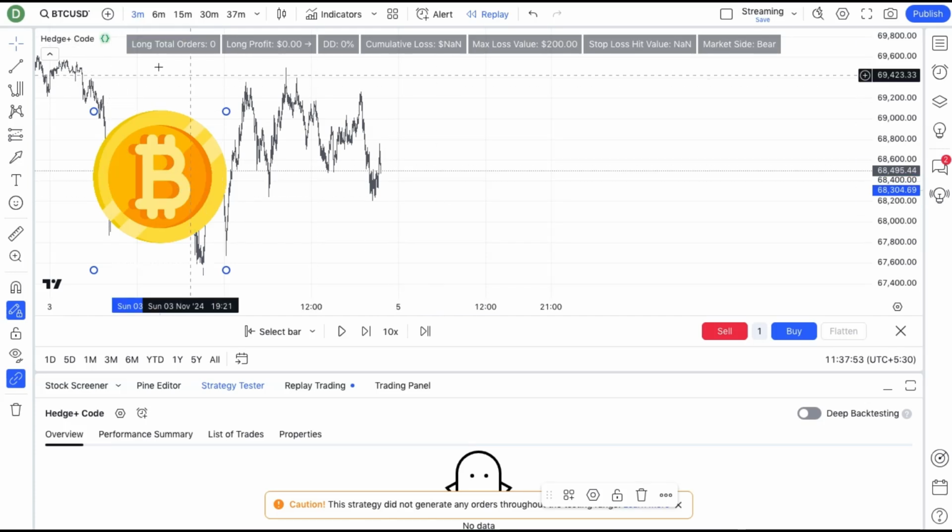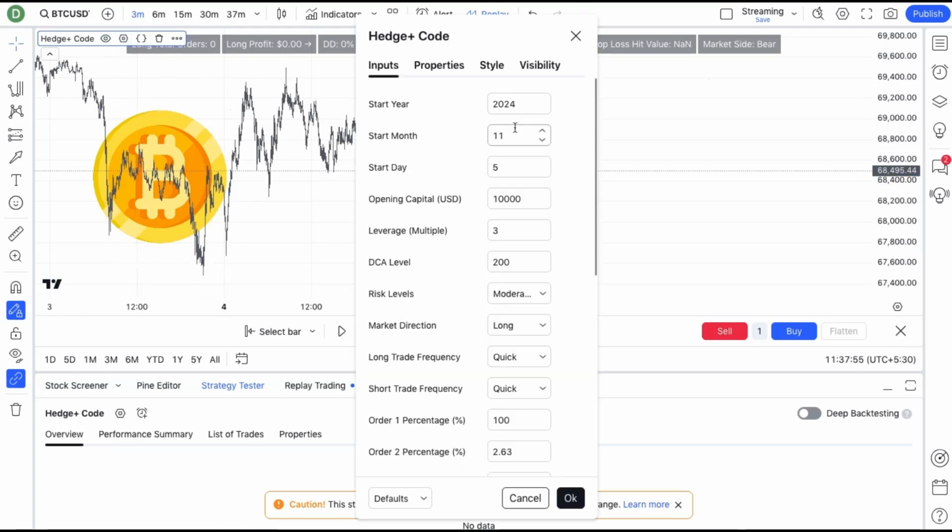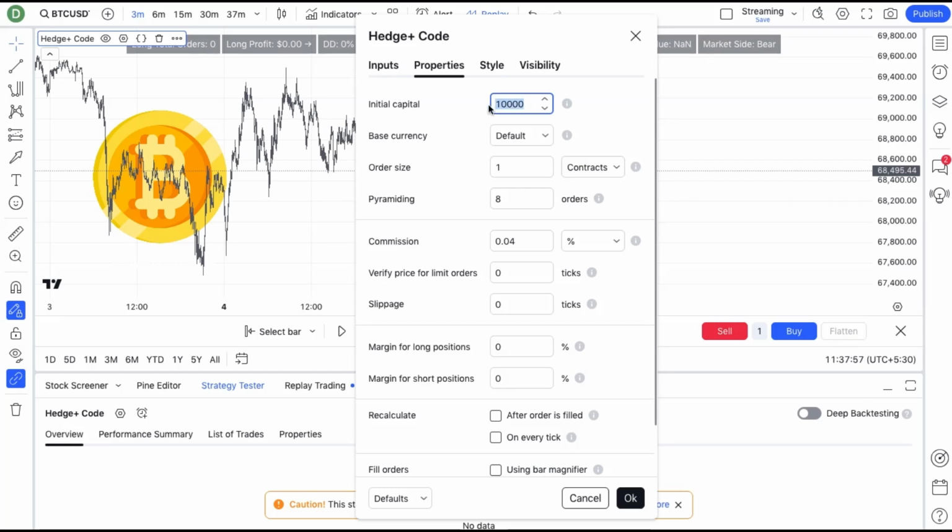All right, let's dive into something pretty cool today. The Hedge Plus code. Have you heard of this? I have, yeah. Okay, cool.